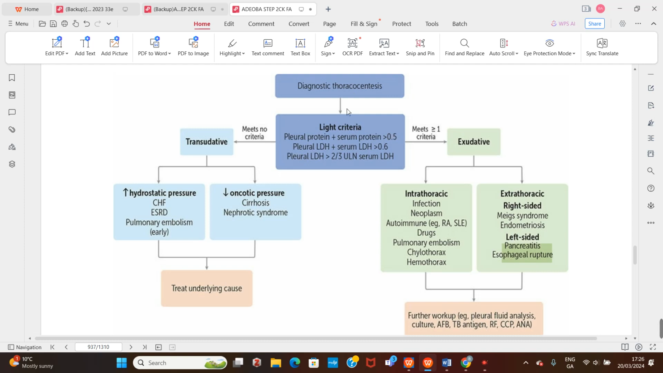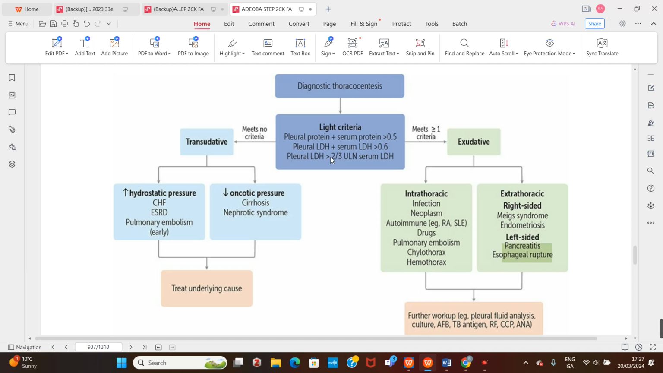And this brings us to the Light's criteria, where we want to check for the pleural fluid protein, the pleural fluid LDH, and the serum protein and the serum LDH, and we want to compare them. So you have to get the ratio of the pleural protein to the serum protein, the pleural LDH to the serum LDH, and also compare this pleural LDH to the serum LDH.